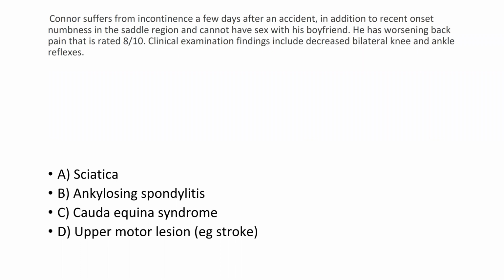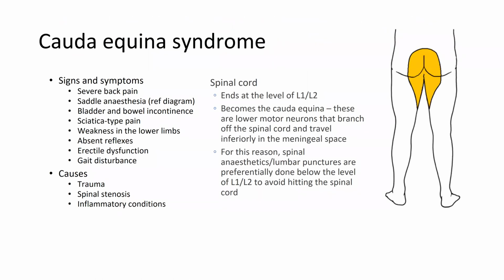Now think about it really carefully. The point that I would like to key in on here is numbness in the saddle region, because that indicates there are problems with his L1 and L2, because those are the regions responsible for your saddle region. So that means it's most likely going to be cauda equina syndrome. Cauda equina syndrome, they like to talk about this one a bit.